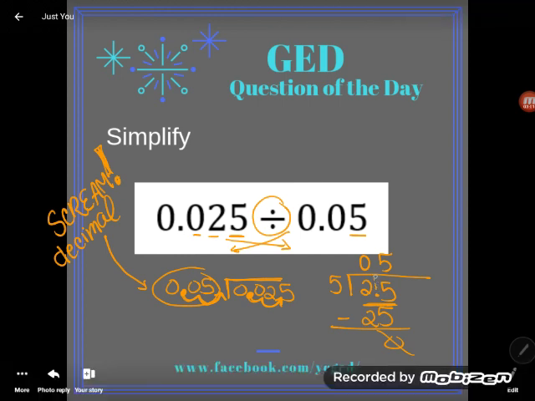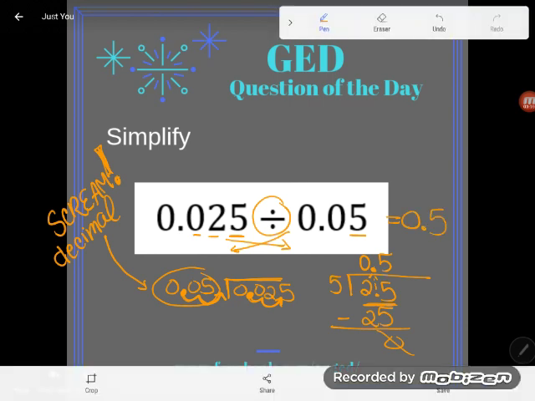So all I need to do now is float that decimal straight up, and I get that the answer here is 0.5. Now, if you're struggling to believe me that I'm right, you can always go back and check your division by doing the opposite of division, multiplication.